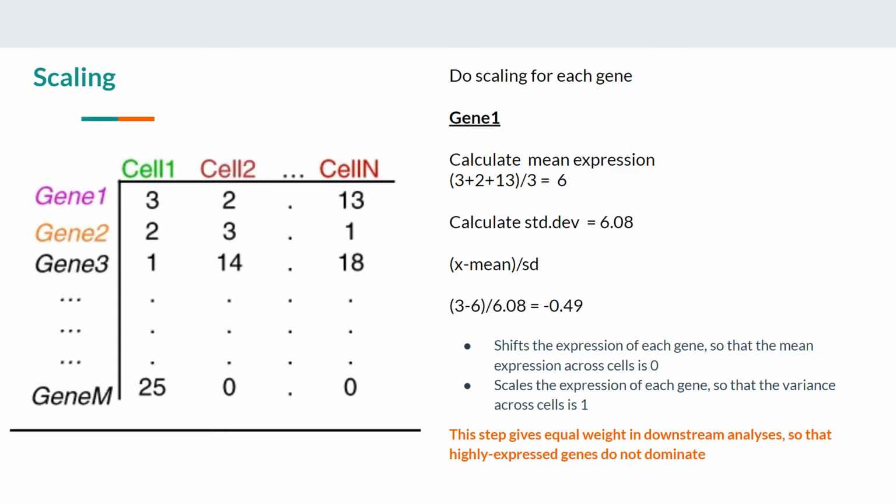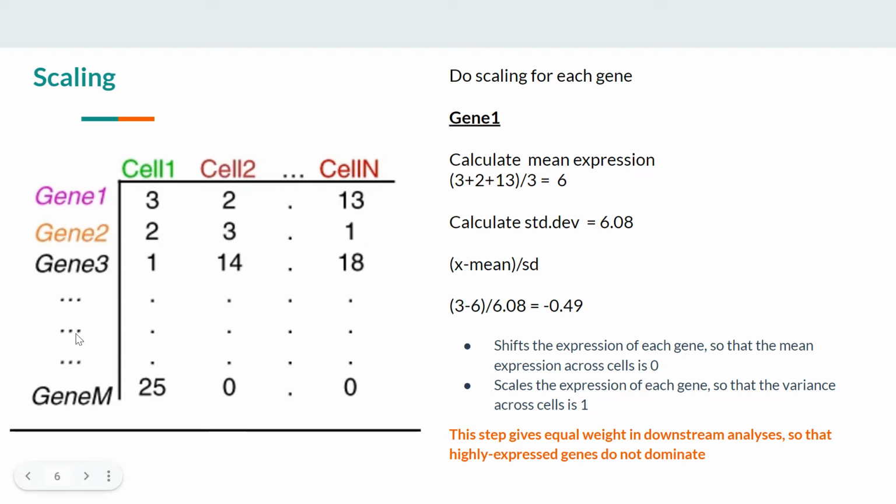We will be doing the same to all the genes. This will help so that all the genes are on the same level. You see the statement: this step gives equal weight in the downstream analysis to each gene, so that highly expressed genes, meaning those having very high counts, do not dominate in either PCA or, let's say, a heat map. So it is very important that we do the scaling of each gene.